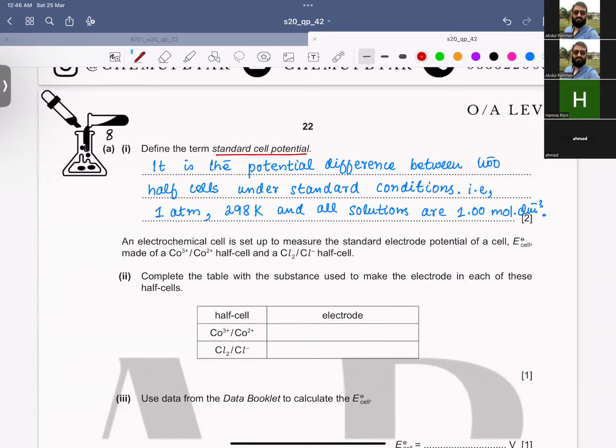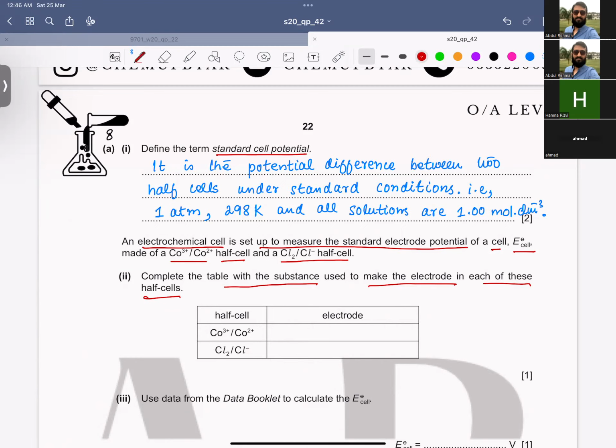Yes, sir. An electrochemical cell is set up to measure the standard electrode potential of a cell, that is E0 cell, made of cobalt 3 positive and cobalt 2 positive half cell and a chlorine chloride half cell. Complete the table with the substance used to make the electrode in each of these half cells. Can anybody identify which electrode we will use in these two cases? Platinum and platinum. Very good, Ahmed.